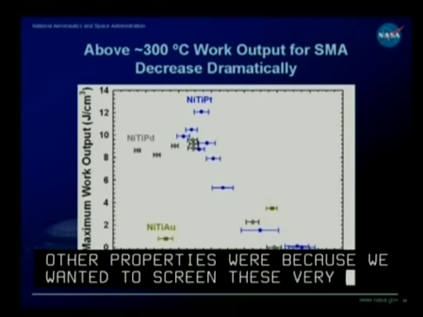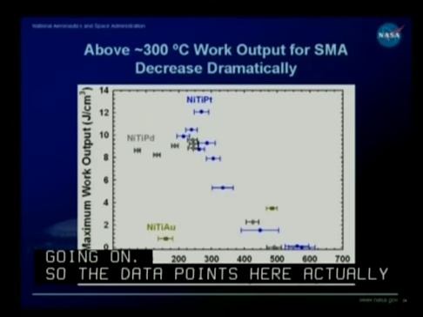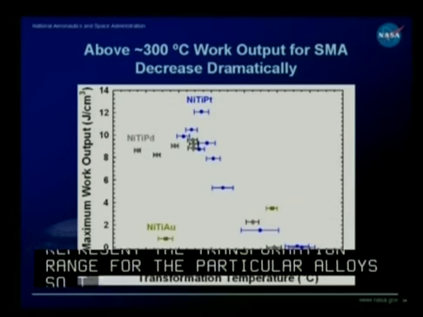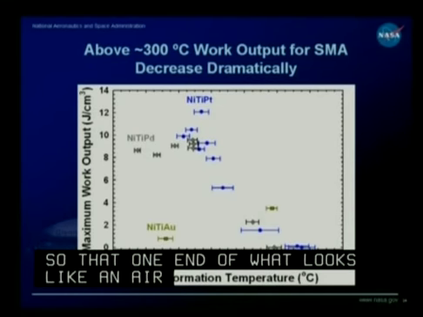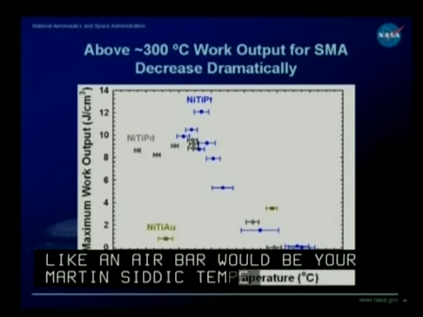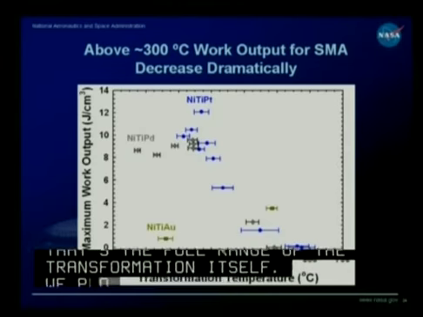So the data points here actually represent the transformation range for the particular alloys. At one end of what looks like an error bar would be your martensitic finish temperature. At the other end is your austenitic finish temperature. And that's the full range of the transformation itself. And we plotted the points as a function of maximum work output that we could get.